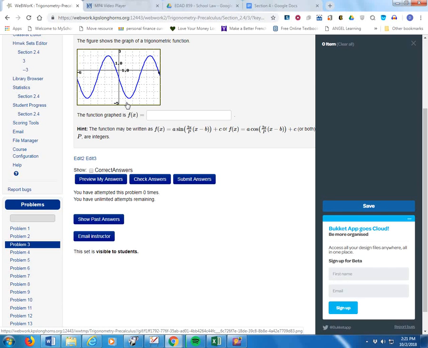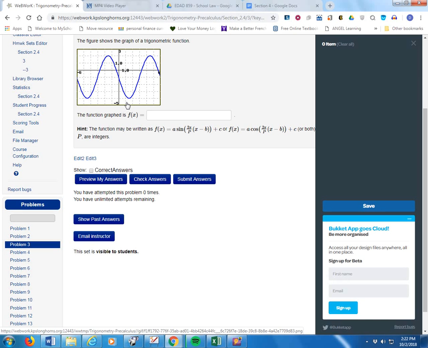I'm going to put in parentheses pi over 3. There's no phase shift, so it's just going to be x. It is shifted down though. It's shifted down 1 unit. So then it would be parentheses after the x and then minus 1.